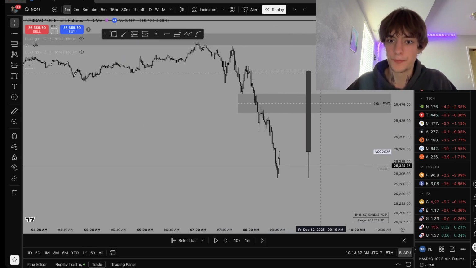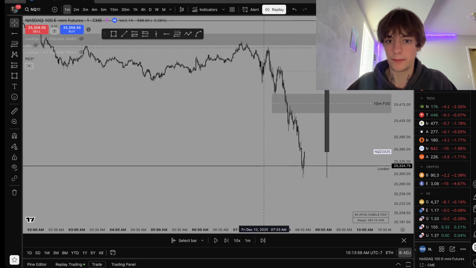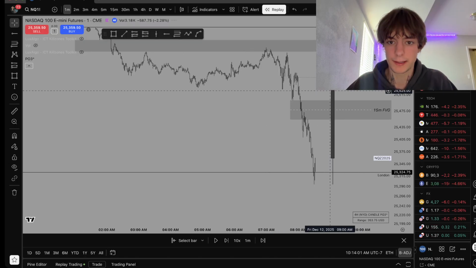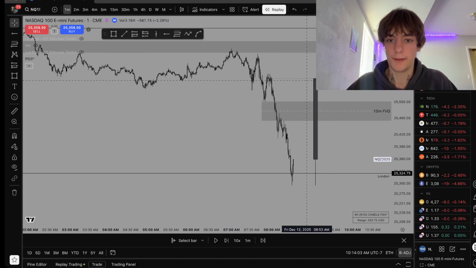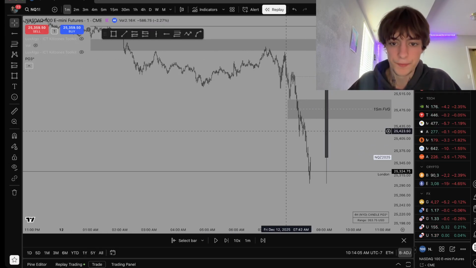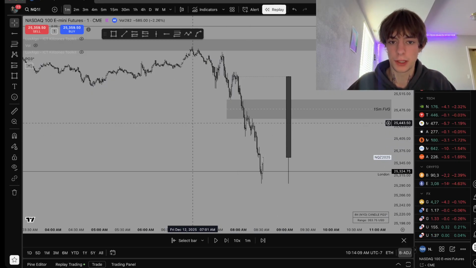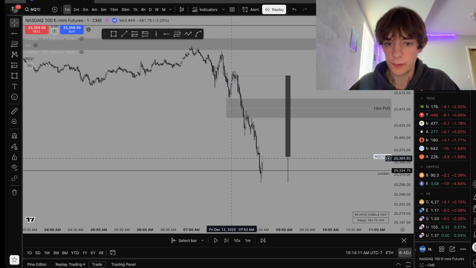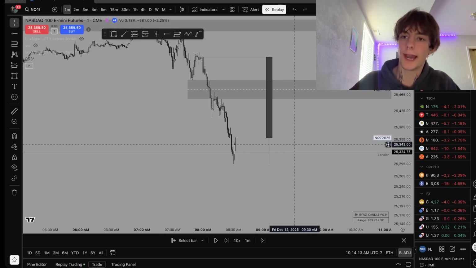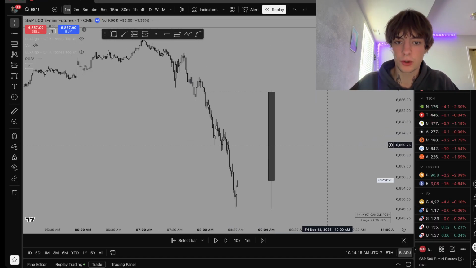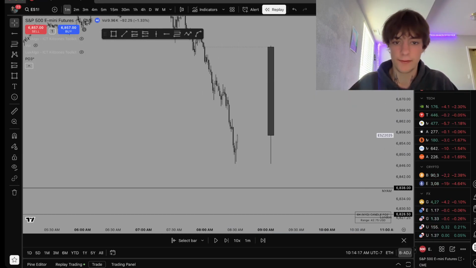So overall, we dumped 300 points. We have so many unfilled gaps on this leg. This needs to get retraced eventually. And so I'm willing to bet that once we sweep out, so we had about 2 or 3 other lows that aren't marked out, and then we also sweep London low. We have an SMT at every single one of these lows. ES didn't sweep any of it.